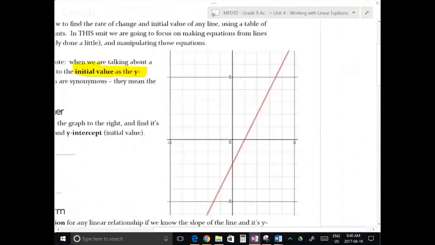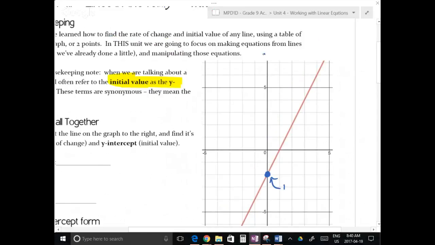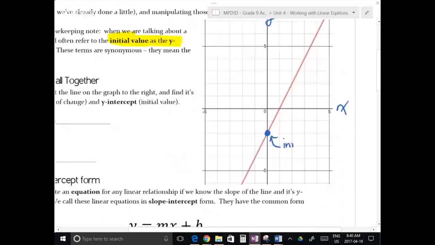Let me ask you this. Looking at this graph, what is the initial value here? Jazz? -2. Good. How'd you find that? Very good. That's the y-axis. That's the x-axis. So this is what we'd call the initial value. But we also call that the y-intercept. And the reason we call it the y-intercept is because it's where your line hits the y-axis.